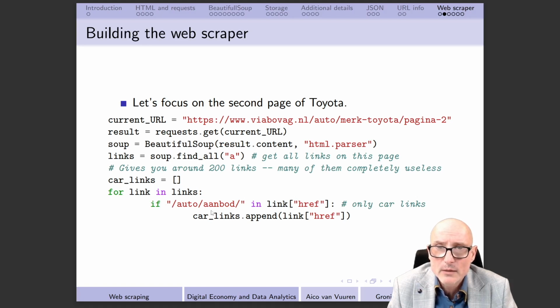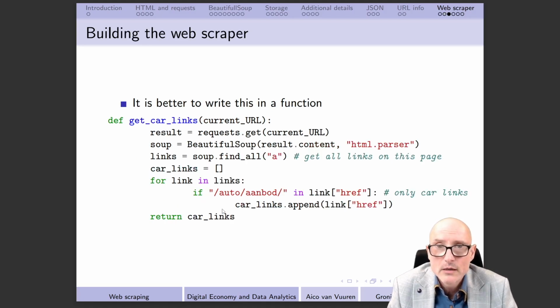So that implies that we start here with an empty list, which is called car links, and then we are going to append to that the links that we actually find in the total set of links that we have over here, but only those links that actually have these words in their URL. That will actually give us our car links.